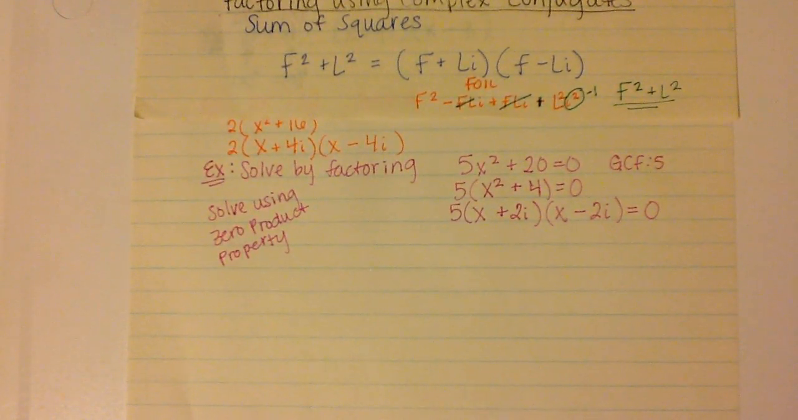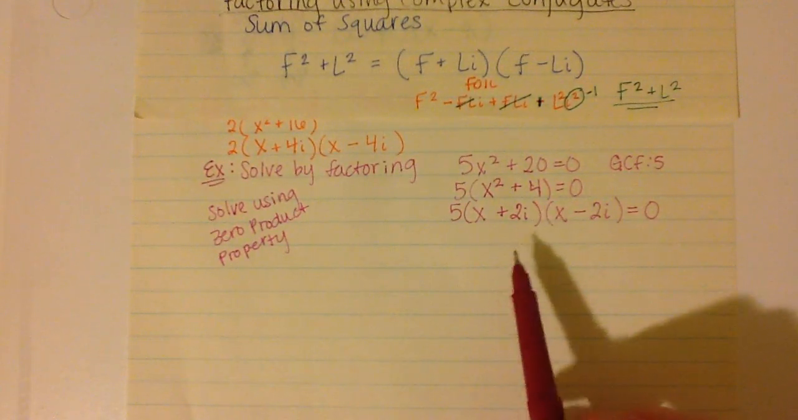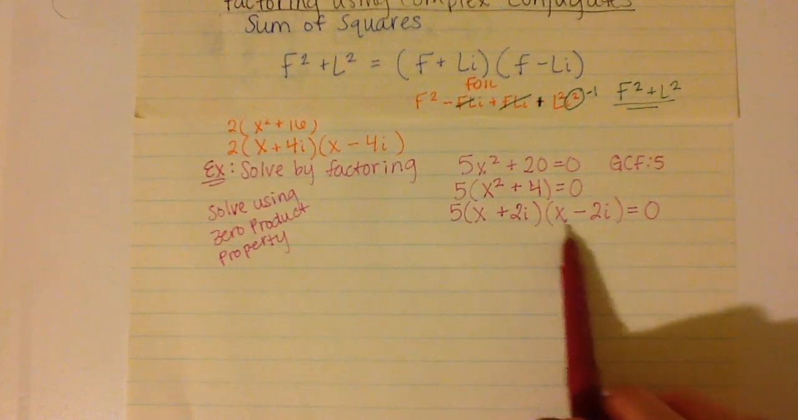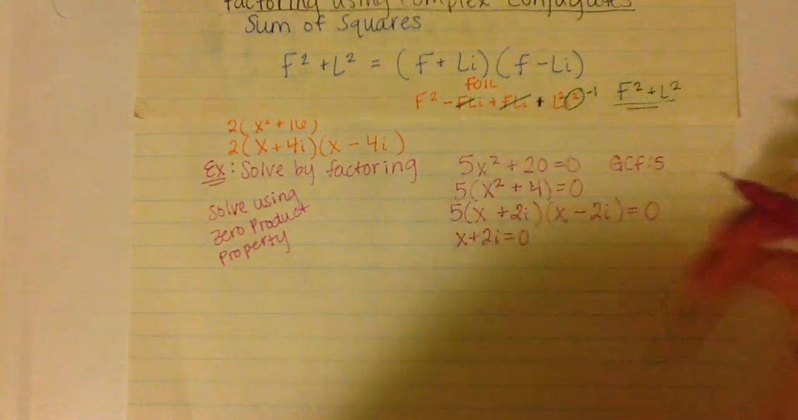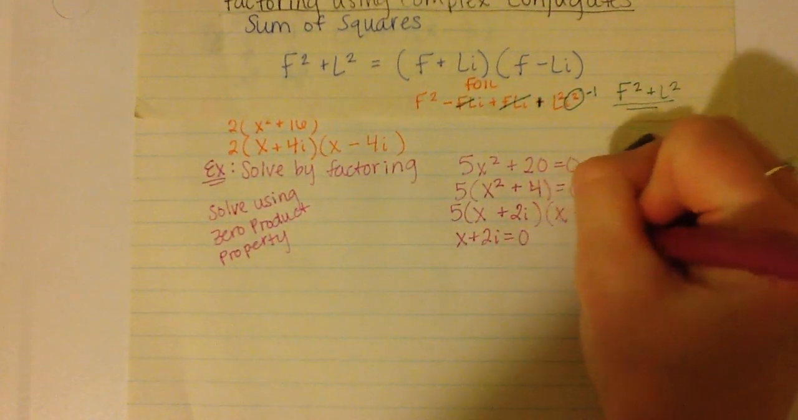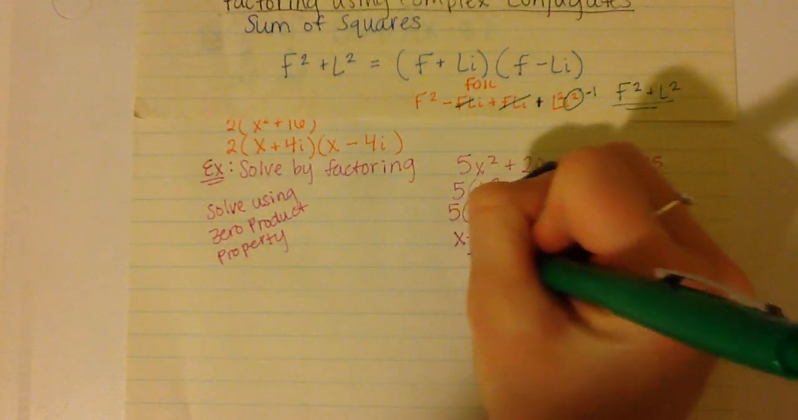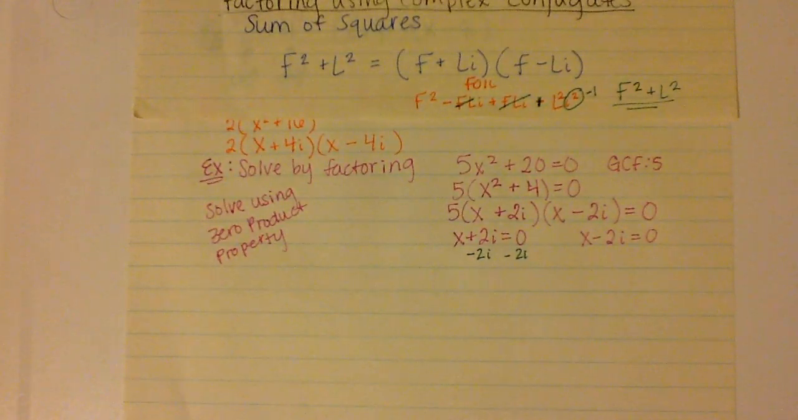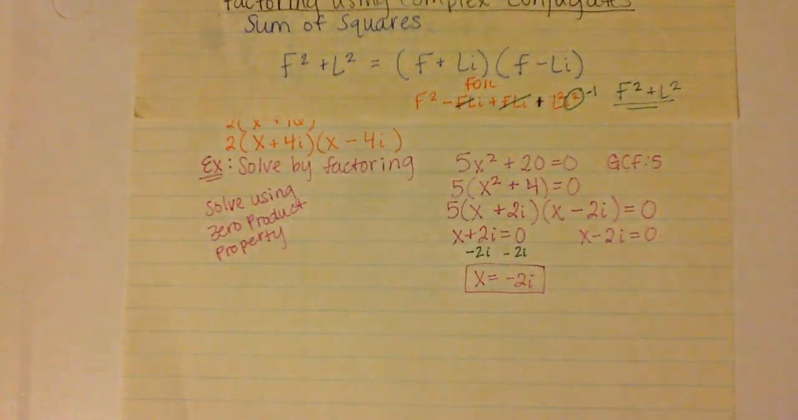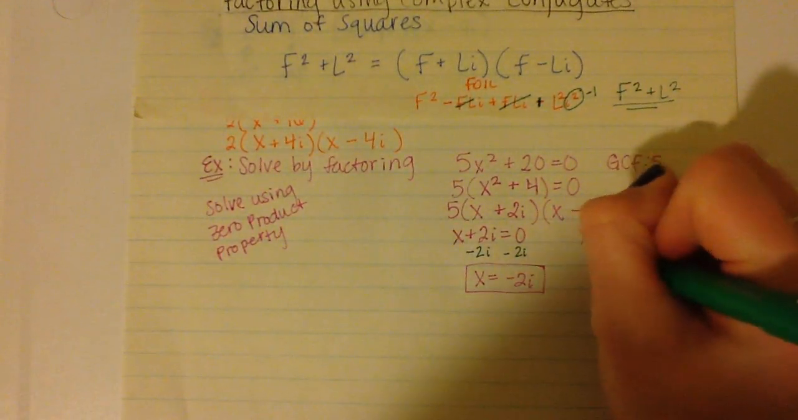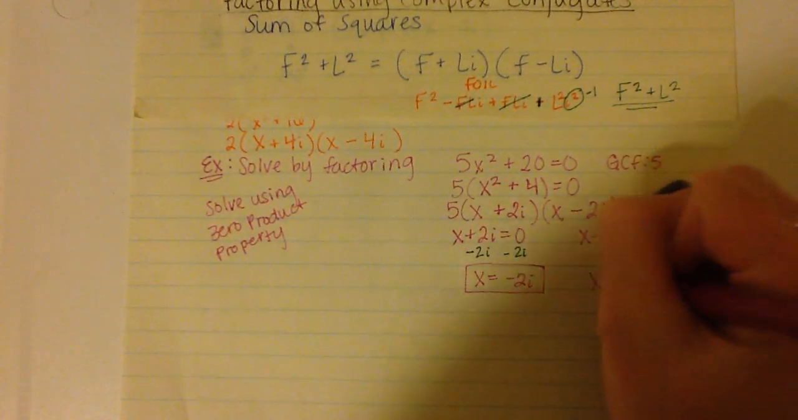So, like before, when we solved by factoring, we set whatever has a variable with it equal to 0. So we're going to take this piece and set it equal to 0, and this piece and set it equal to 0. So we have x plus 2i equals 0, and x minus 2i equals 0. So we are going to subtract 2i from both sides to solve for x. So x equals negative 2i. And let's go ahead and solve this one. We have to add 2i to both sides. And x is also going to equal positive 2i.